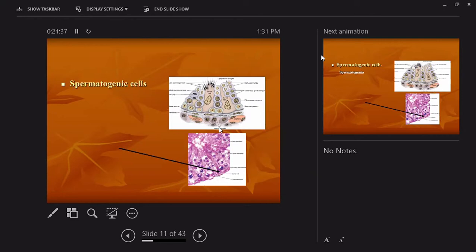From the base, you would see there is the endothelial cells. And then you have the myoid cells. And then you will have the basal compartment area. So you have actually two areas.